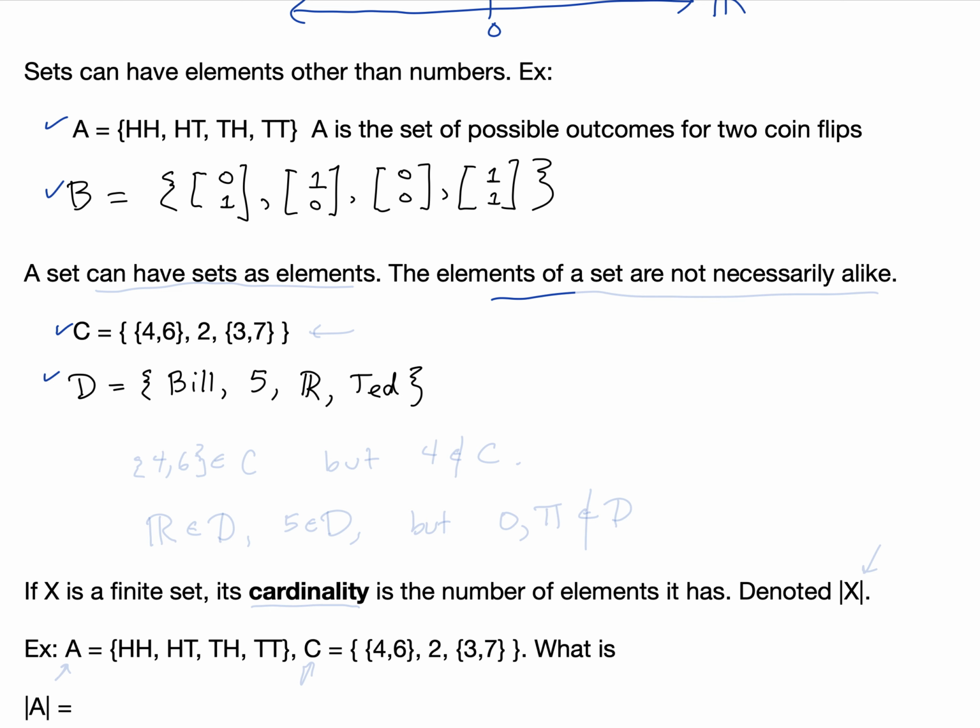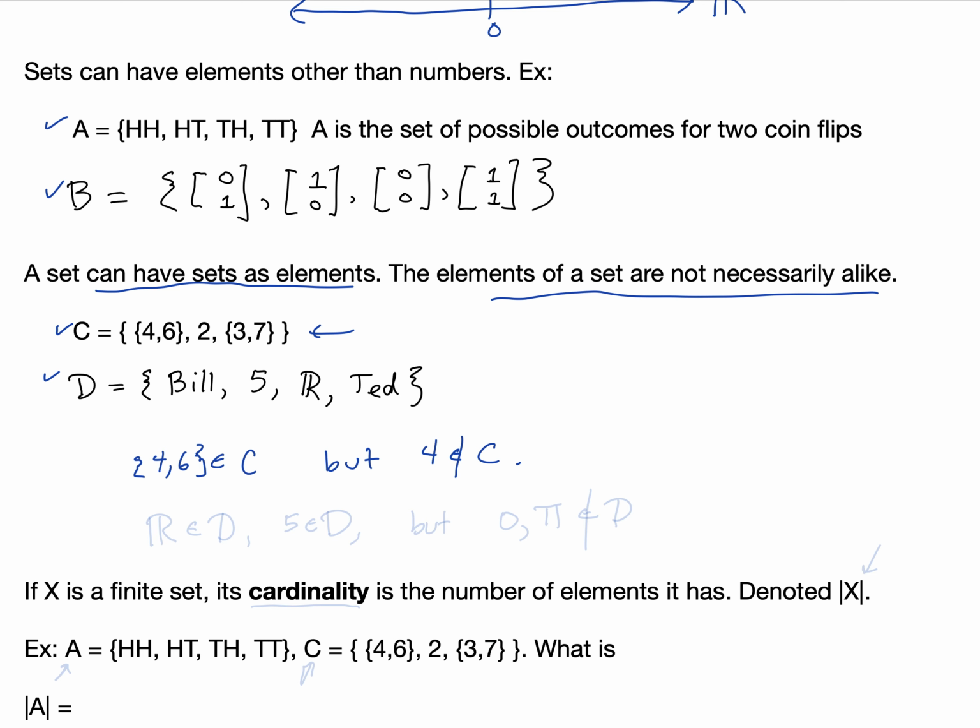In the set D, we could say that Bill is an element of D, the number 5 is an element of D, the set of all real numbers is an element of D, and Ted is also an element of D. So they can have sets as elements, and the elements of a set are not necessarily alike. A comment here is that the set {4, 6} is an element of the set C, but 4 by itself is not an element of the set C. So the set containing 4 and 6 is an element of the set C above, but the individual parts of that set are not in C.